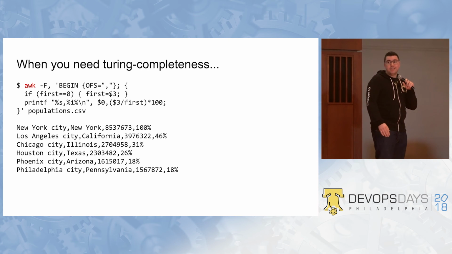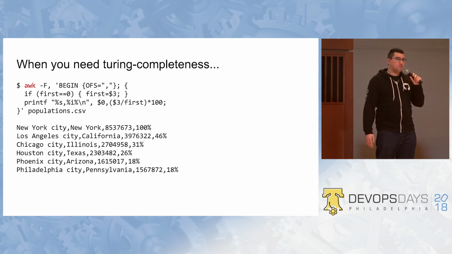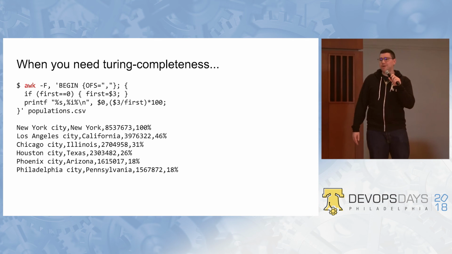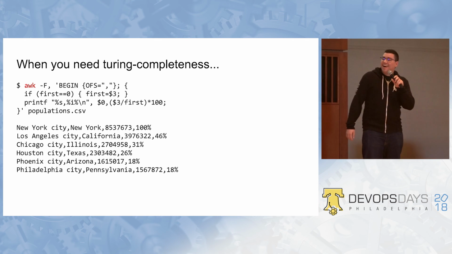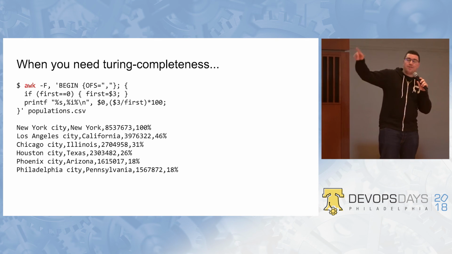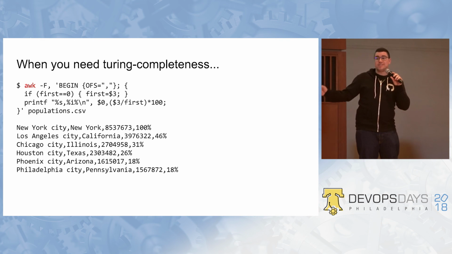When you need Turing completeness, awk can be your big hammer in order to do that. If you're using awk, you might want to write a program, but you can use awk here. So in this example, I added a 4th column that is the population percentage based off of the top result.